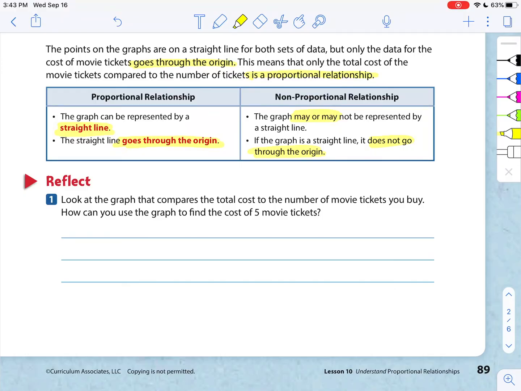Let's reflect on this a little bit. Look at the graph that compares the total cost of the number of movie tickets you buy, the graph on the left. How can you use this graph to find the cost of 5 movie tickets? So there's a few ways you can do this. Pause the video, look at the graph, and write down how you think you could come up with the cost of 5 movie tickets.